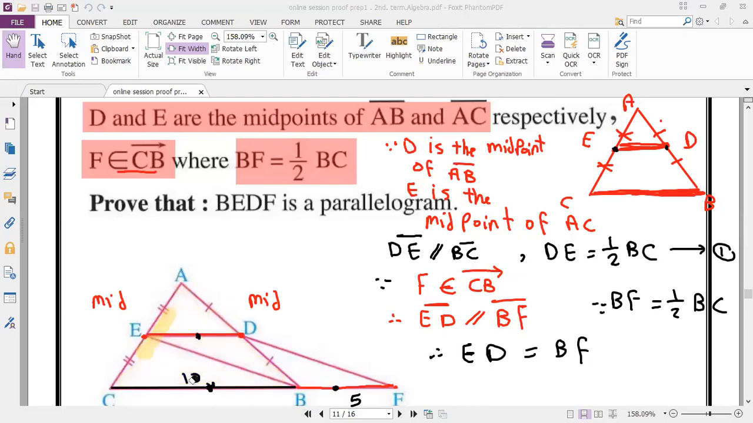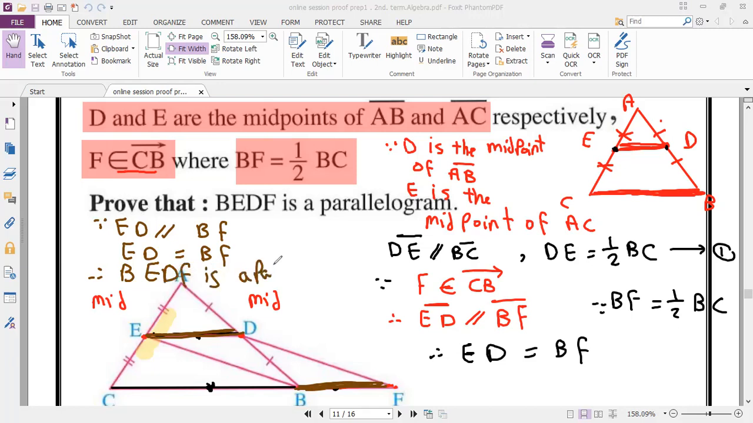So what I want to say is that they are equal in length, and they are parallel. So from that, we have two sides here. The two sides are ED and BF. They are parallel and equal because ED is parallel to BF and ED equals BF. So we can deduce that the figure BEDF is a parallelogram.